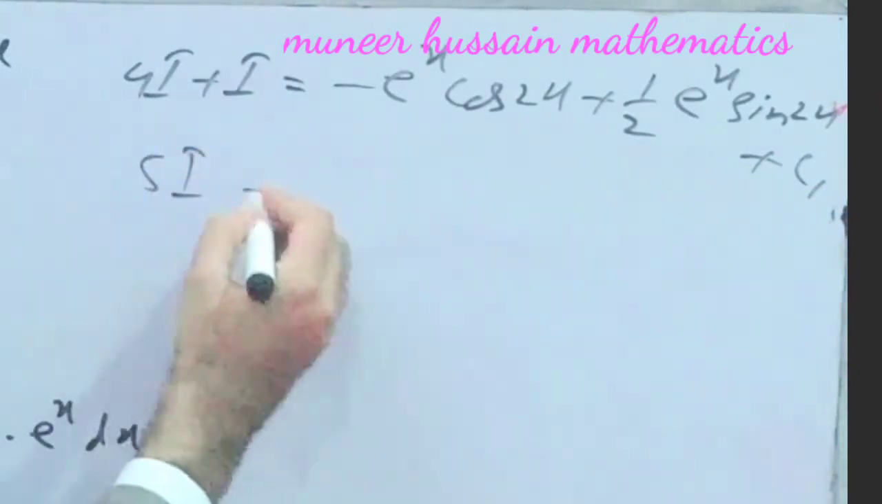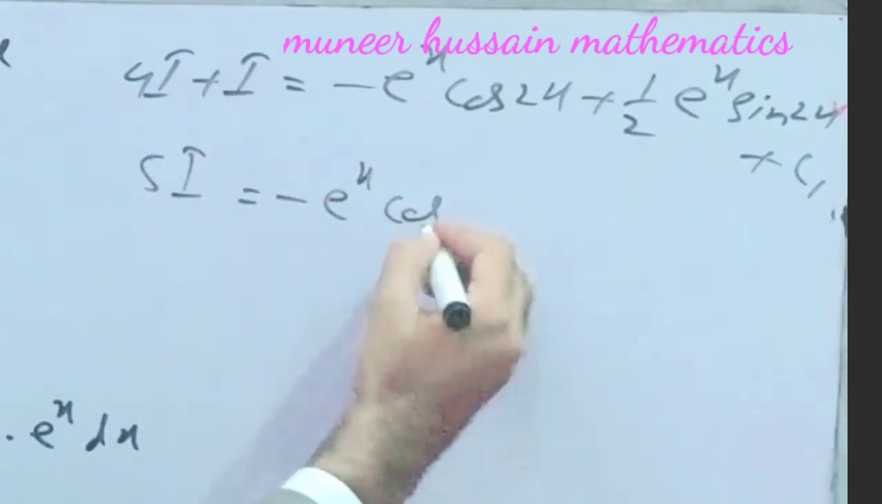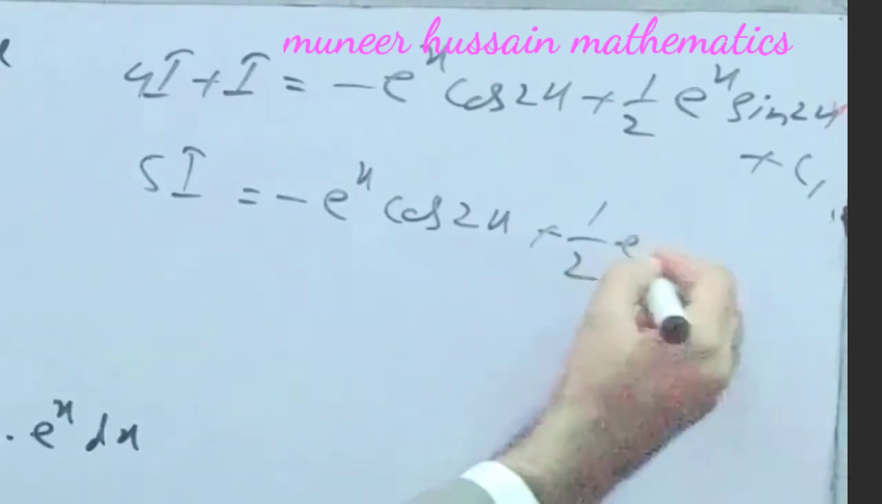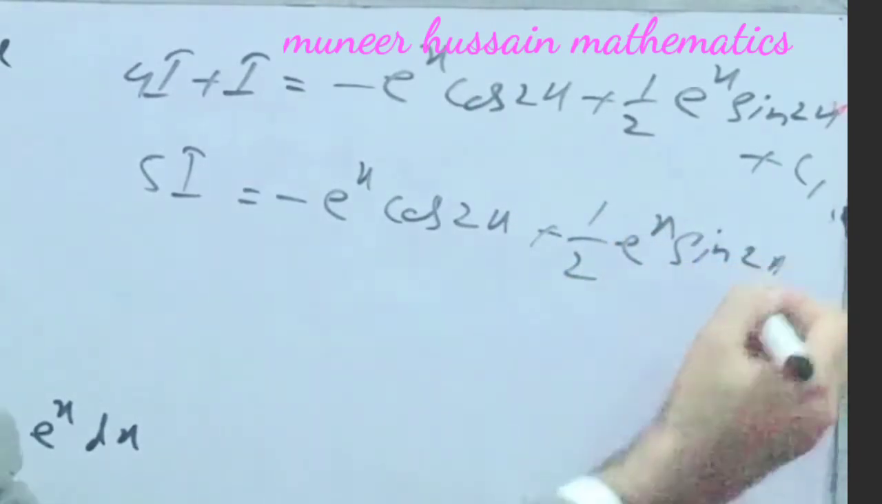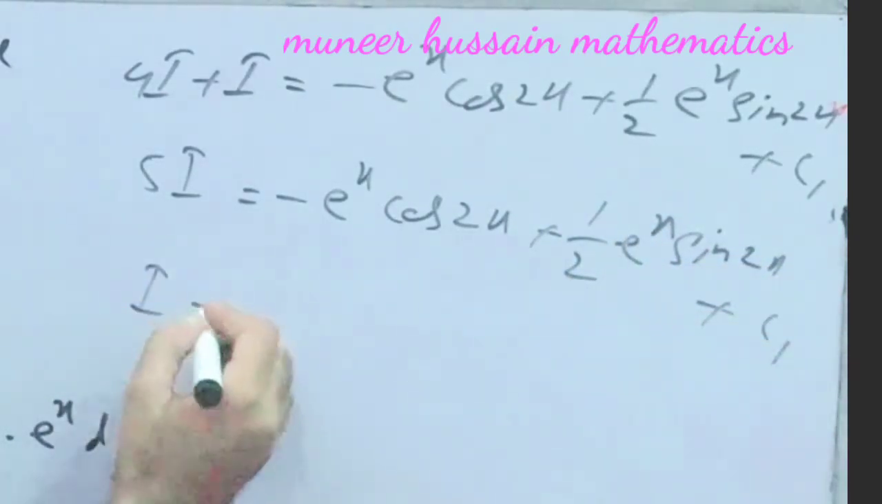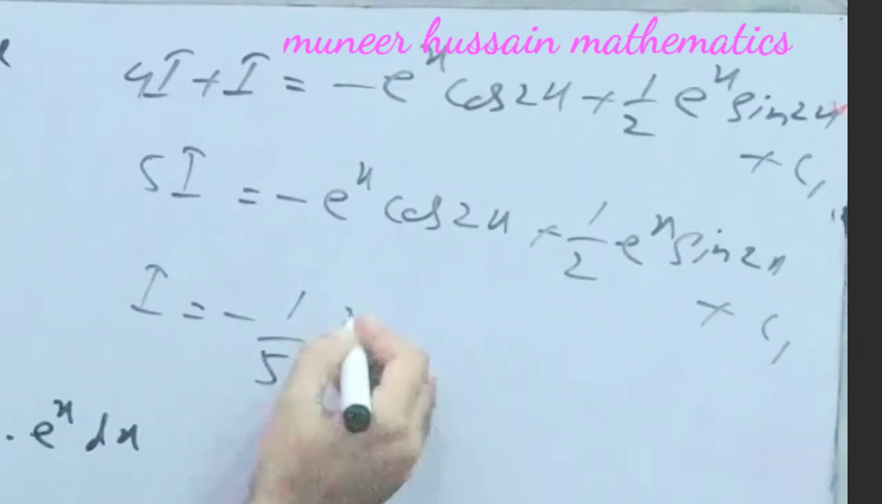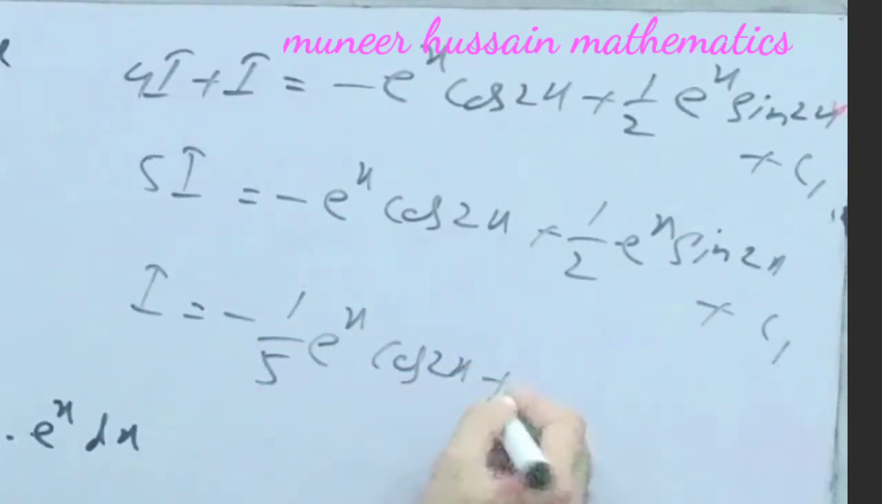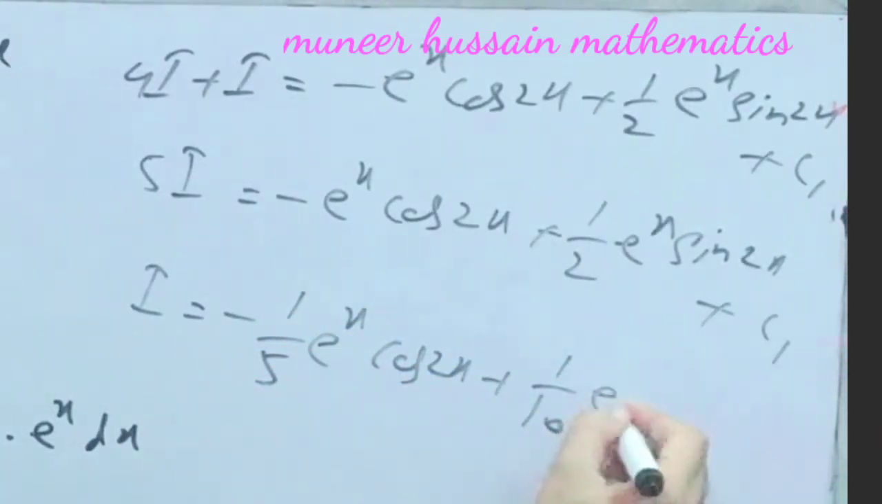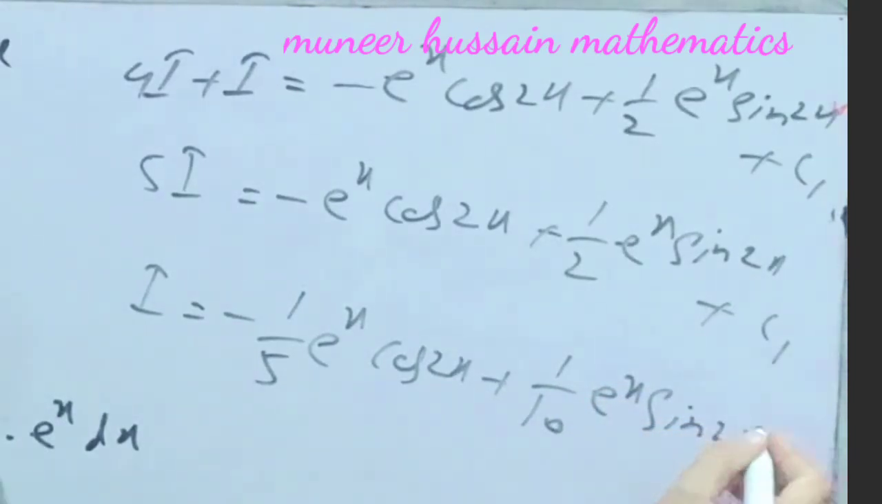Now it is 5I is equal to minus e^x cos 2x plus 1 by 2 e^x sine 2x plus c1. Now I is equal to minus 1 by 5 e^x cos 2x plus 1 by 10 e^x sine 2x plus c1 by 5 will be equal to c. So that is our answer.